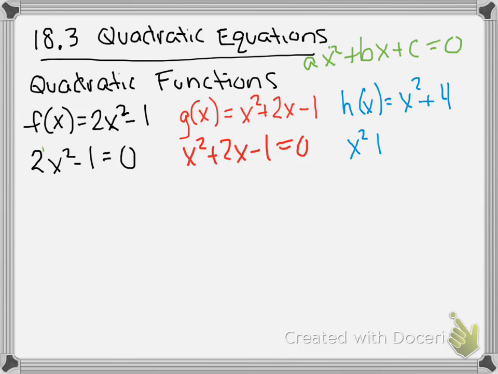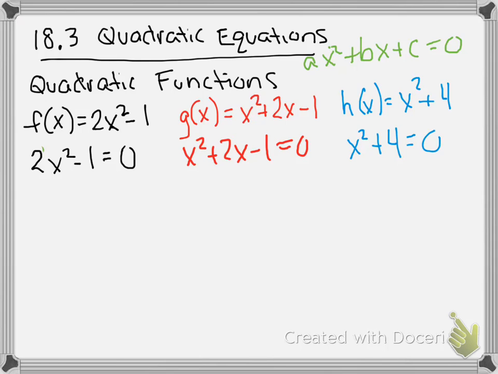So x squared plus 4 equals 0. The reason you want to set them equal to 0 is we want to solve them and find out where it crosses the x-axis. So let's talk about what they look like.